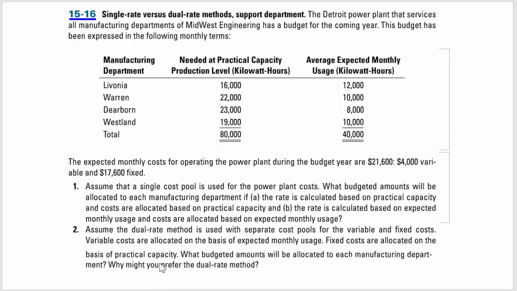And in part 2, we are going to have the dual rate method. When we come to part 2, we will talk about it. So let's first take a look at part 1. For part 1, we are going to look at two scenarios. The first is we are going to apply the practical capacity to find out the budgeted rate, and for the expected monthly rate, that's part B. So we're going to compute the rate based on the average expected monthly usage. That's the second part. Therefore we're going to have a 1A and a 1B.